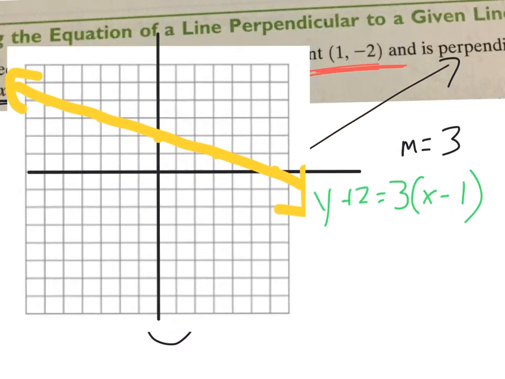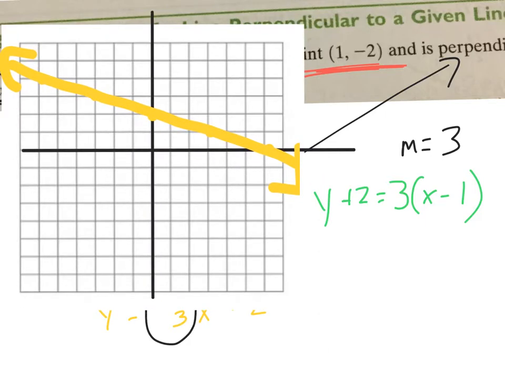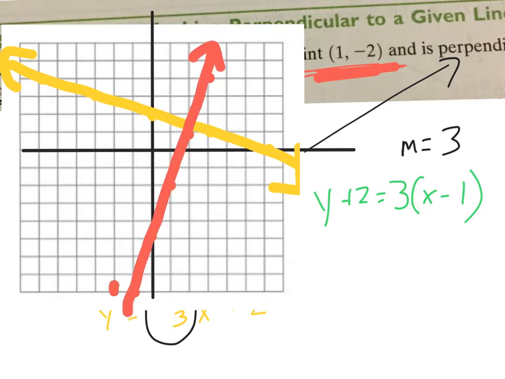Now, for the line that I just found the equation for, I know a point and I know the slope. So I know it goes through the point (1, -2). So I plot that point. And then I see that the slope is 3. So I'm going to rise 3, run 1. Rise 3, run 1. Right, and then I could go down 3 to the left 1. Okay, and through all those points there, I have that line.